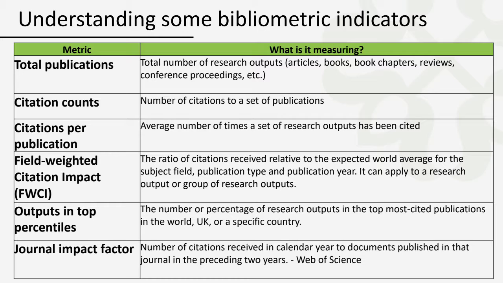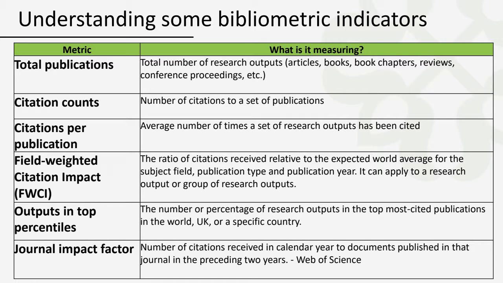So that could be articles, books, book chapters, reviews, conference proceedings. And that could relate to either a source, so how many, say, articles a particular journal title has produced in a particular year, or it could be the number of research outputs for a particular research topic that you have defined, for example, with a keyword search, or a topic category. So that is defined by the database.